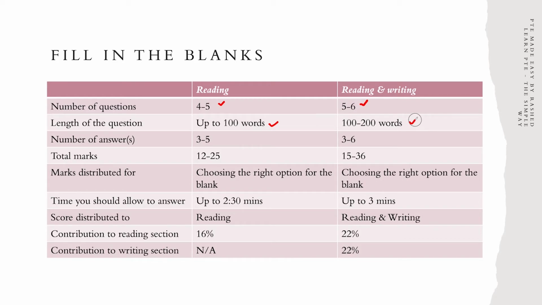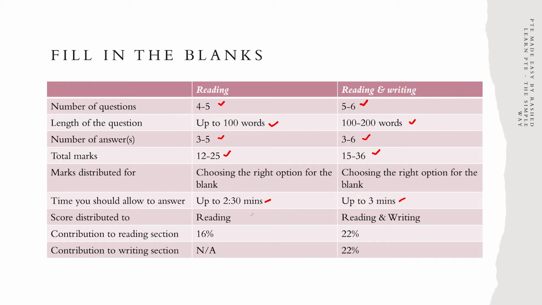and writing it is 100 to 200 words. Number of answers for each question is between 3 to 5, whereas for reading it is 3 to 6. Total mark is between 12 to 25. If you just multiply the number of questions with number of answers, for reading and writing it can be 15 to 36. Mark is distributed for choosing the right option for the blank in both cases. Time you should allow maximum up to 2.5 minutes and maximum up to 3 minutes.